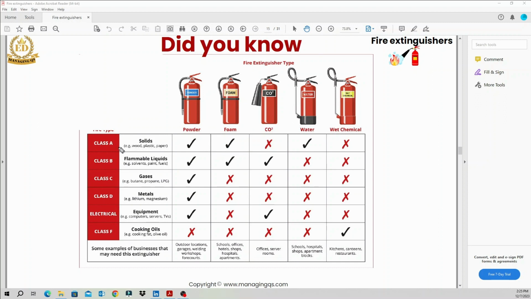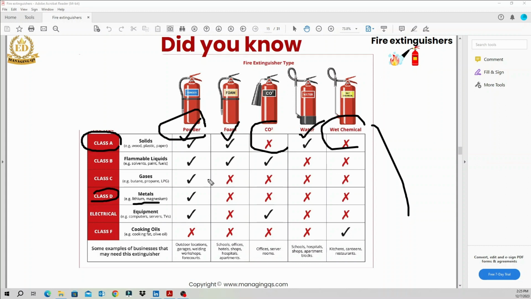For example, if a class A type of fire occurs, we should use only powder, foam, or water fire extinguishers. We cannot use CO2 and wet chemical. So this is the very important key point for this table. For example, class type D fire occurs from metals, so you should use only a powder fire extinguisher. You cannot use a water extinguisher. That's why this knowledge is technically very important.